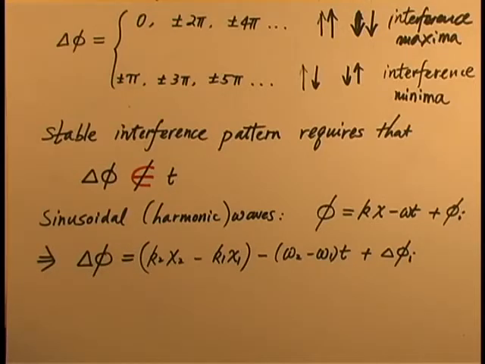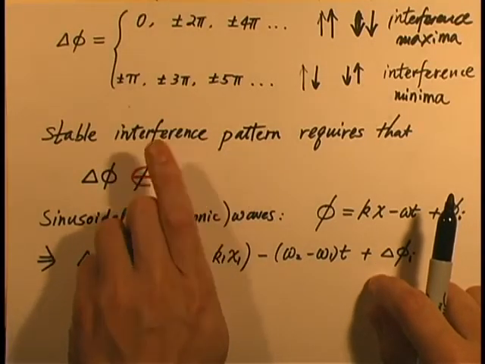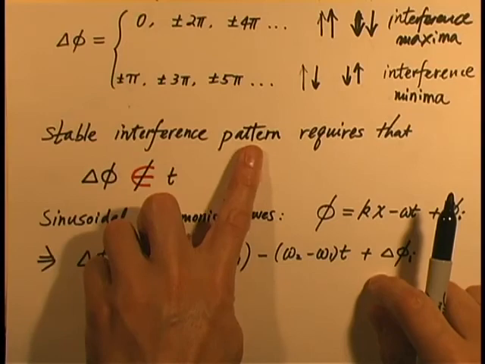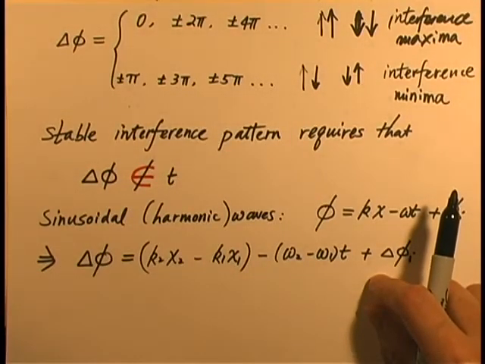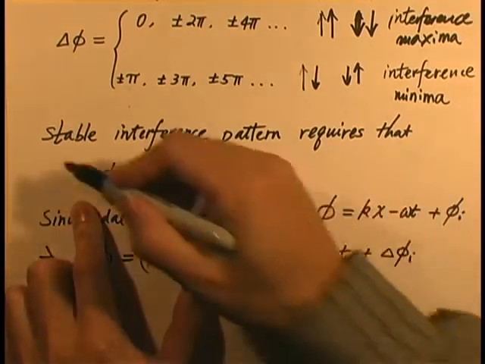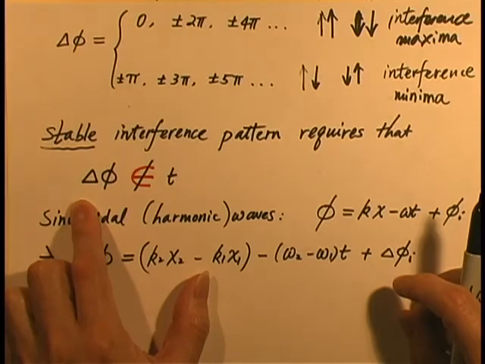In other words, we want not only an interference pattern, which means you have alternating maxima and minima locations, where this point is maximum, that point is minimum, that's maximum, minimum, and so on. I want the pattern to be stable. I don't want it to change over time. How does that happen?